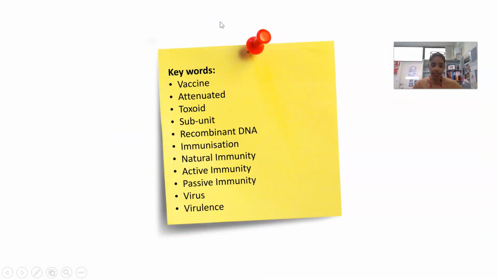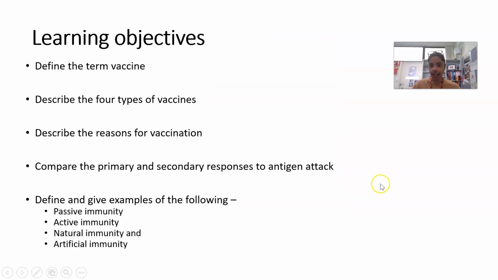All right, so these are the key words that you need to know for this lesson. Quite a lot going on in here. It is very topical. I would expect this certainly to come up in your exam. Words that we need to know are vaccine, attenuated, toxoid, subunit, recombinant DNA, which we will visit again in the next topic, immunization, natural, active and passive immunity, virus and virulence. So there's lots of keywords here, and you definitely need to get a handle on them.